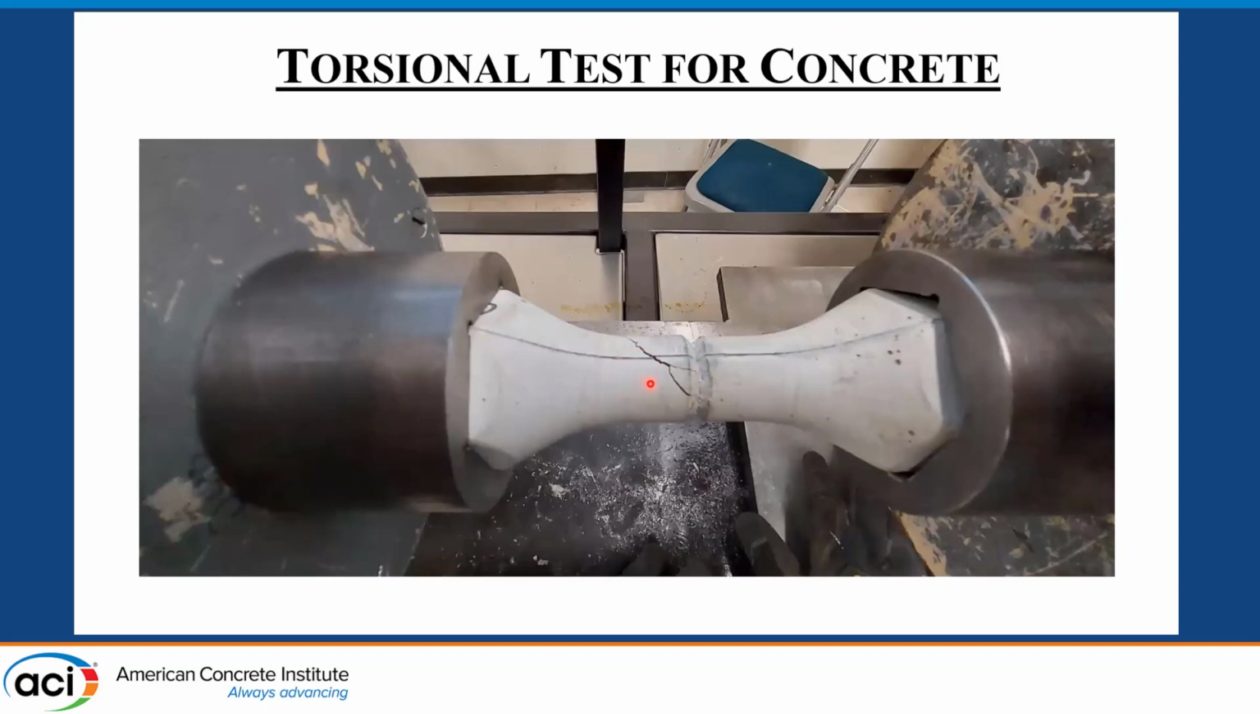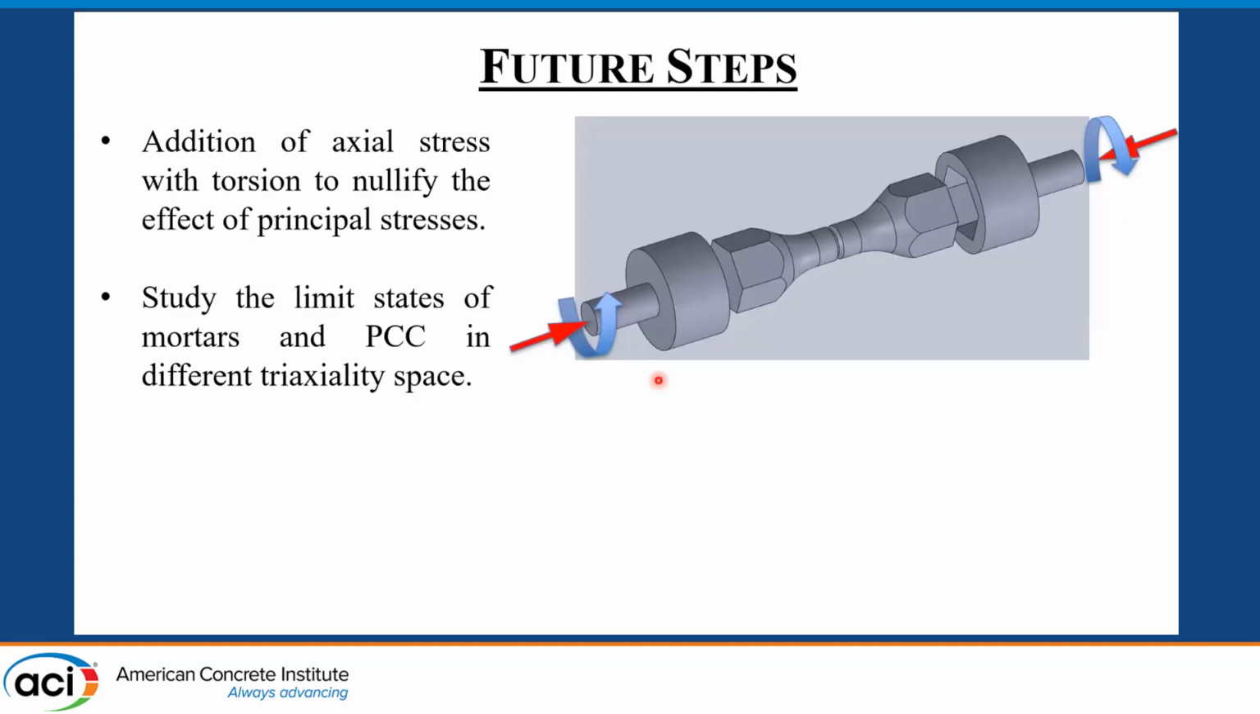So to mitigate this problem, our further step or solution was to add an axial stress component to the specimen to nullify the effect of the principal stresses, so that the diagonal tension will not happen, and we expect it to fail right on a 90-degree plane in shear, or at least shear-dominated compression. So that's our future plan.